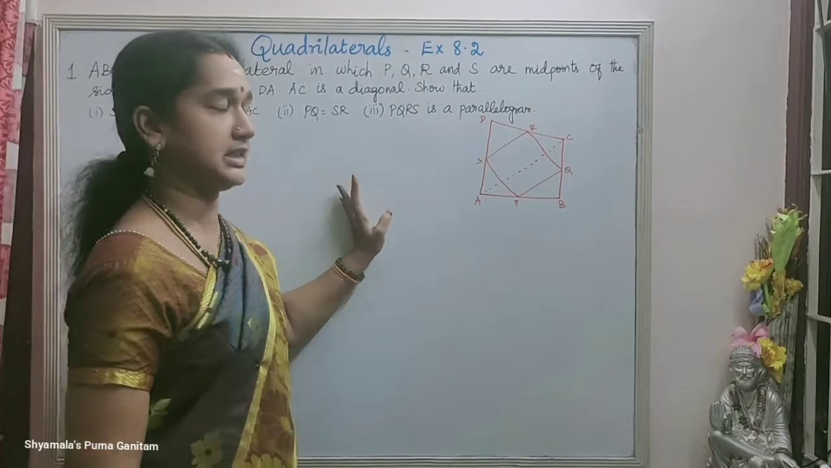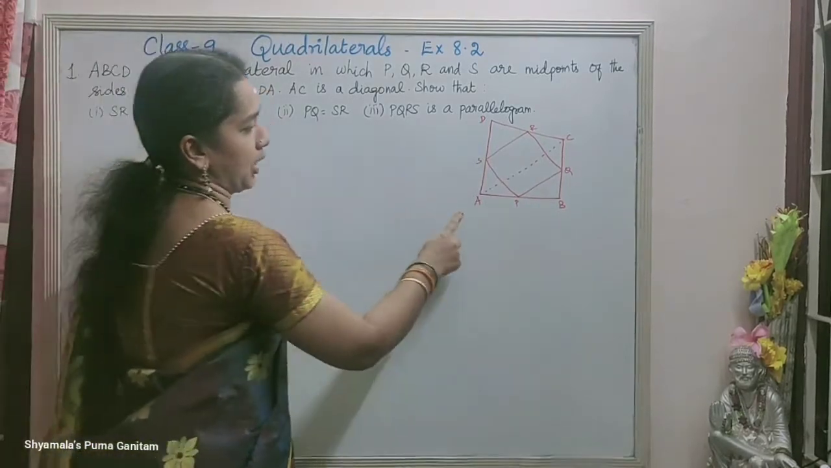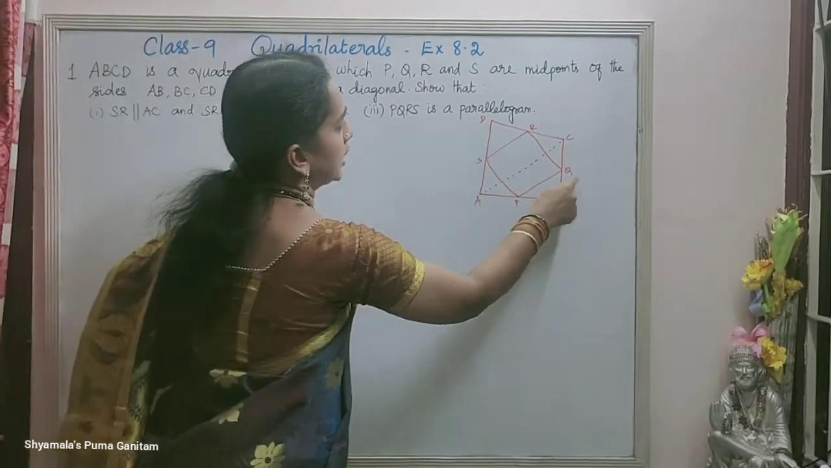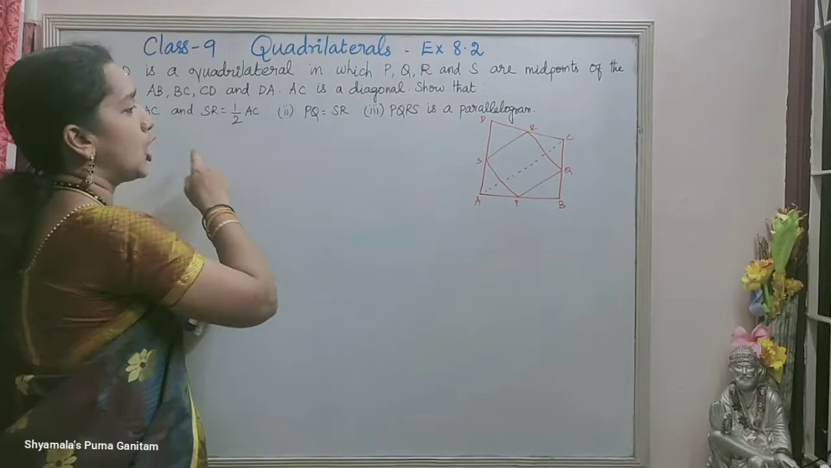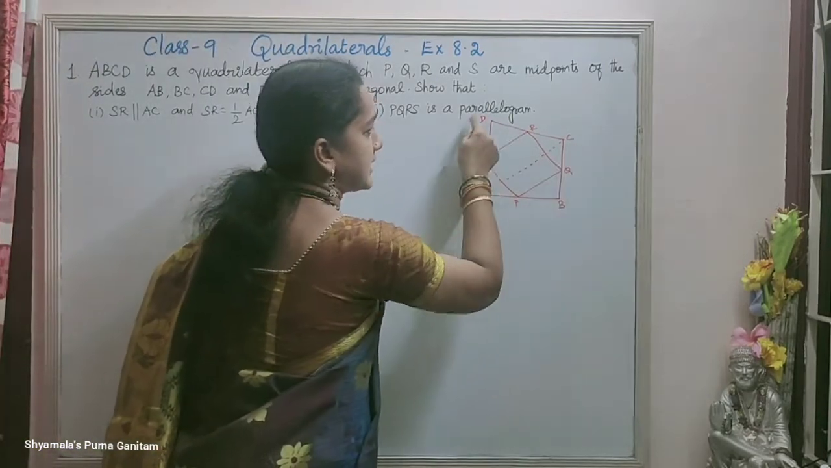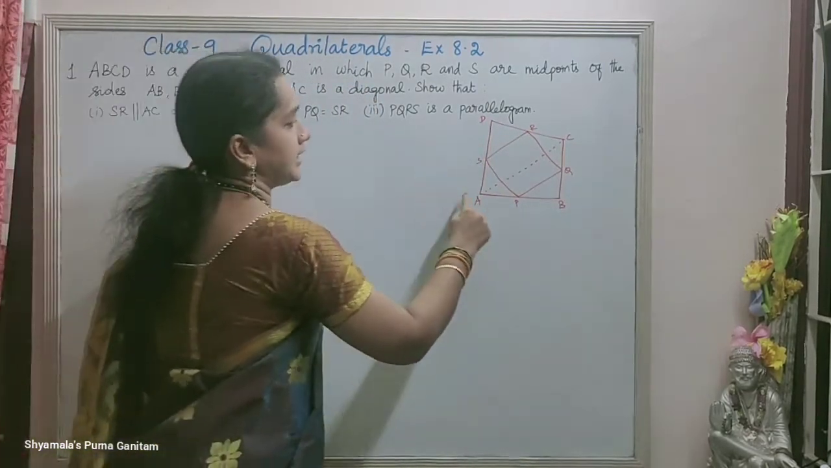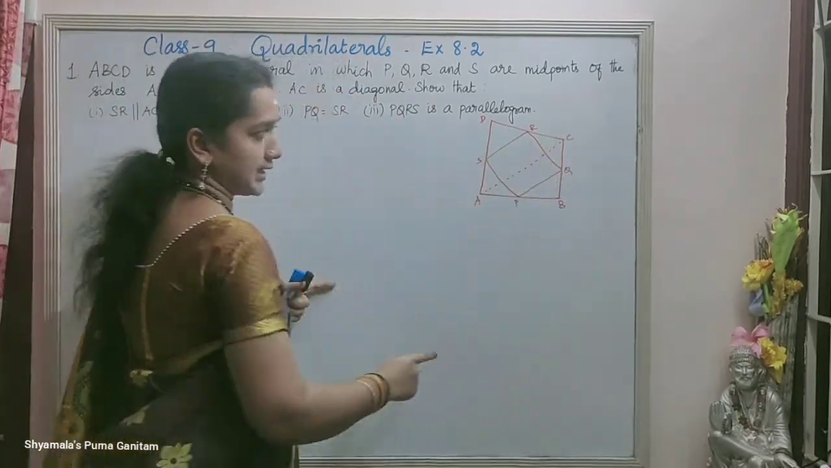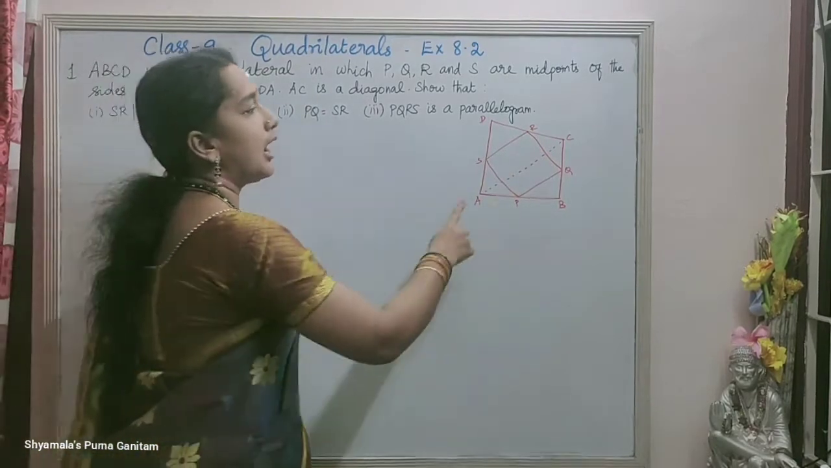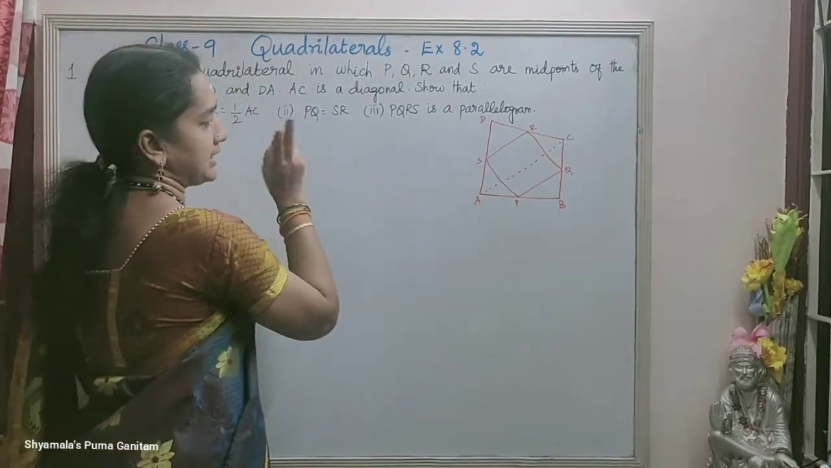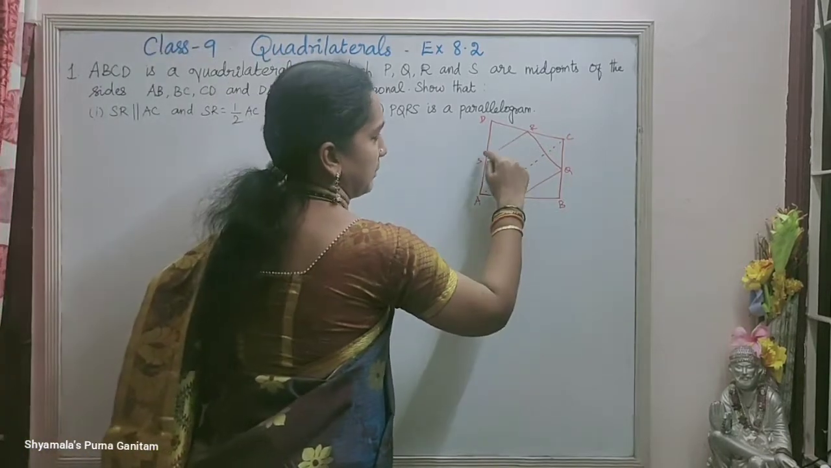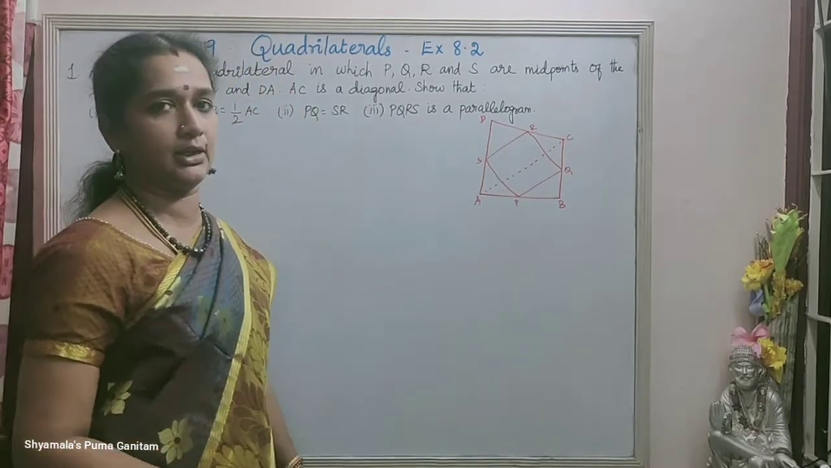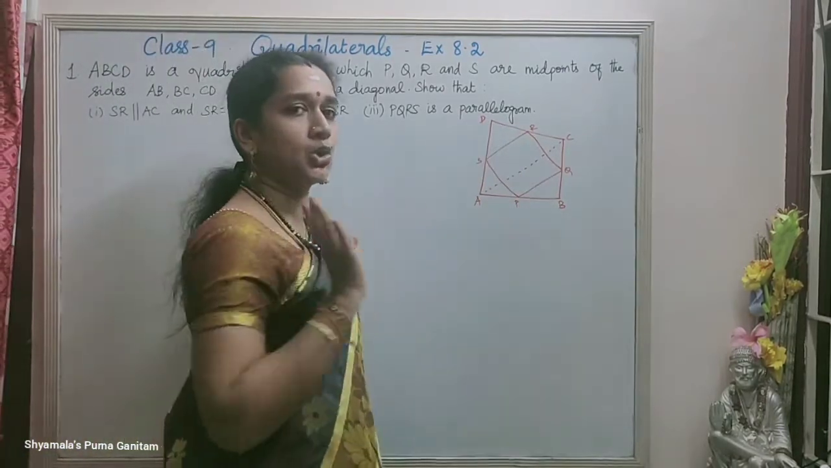So this is the first step. ABCD is a quadrilateral in which P, Q, R, S are midpoints of the sides AB, BC, CD and DA. AC is the diagonal. Show that SR is parallel to AC and SR is equal to half of AC. Second, PQ is equal to SR. And third, PQRS is a parallelogram. So this is the thing we are asked to prove.